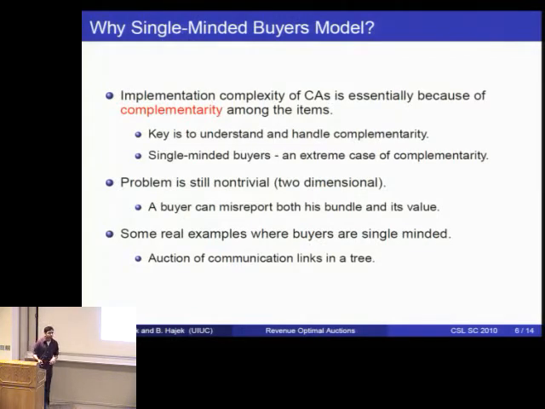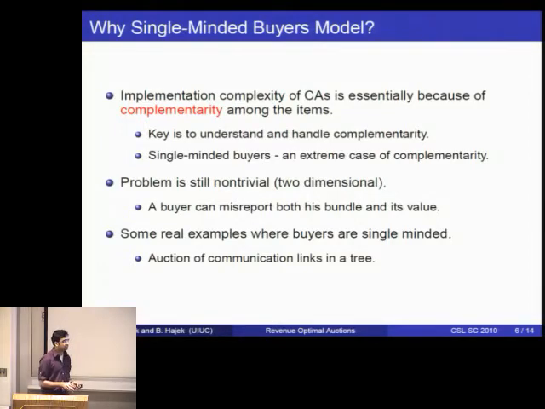Now the natural question is, why study the single-minded buyer model? A key issue is complementarity. Combinatorial auction problems are hard to solve because of complementarity among the items, by which I mean that a buyer might prefer a bundle as a whole rather than the parts of the bundle. And single-minded buyers are an extreme case of complementarity, where they are either interested in the entire bundle or nothing.